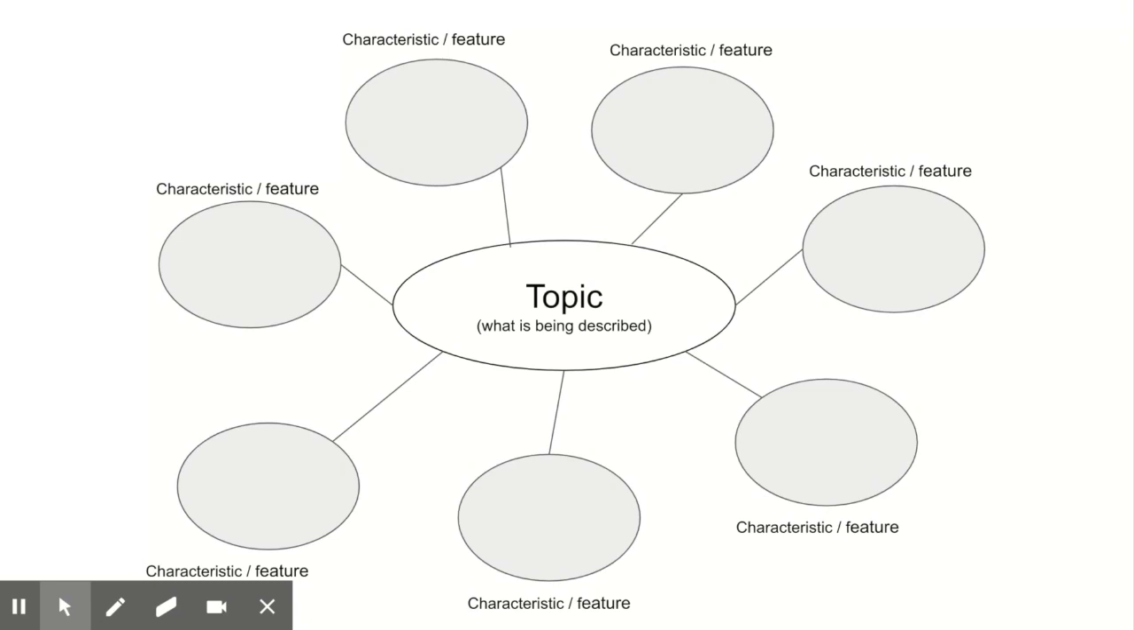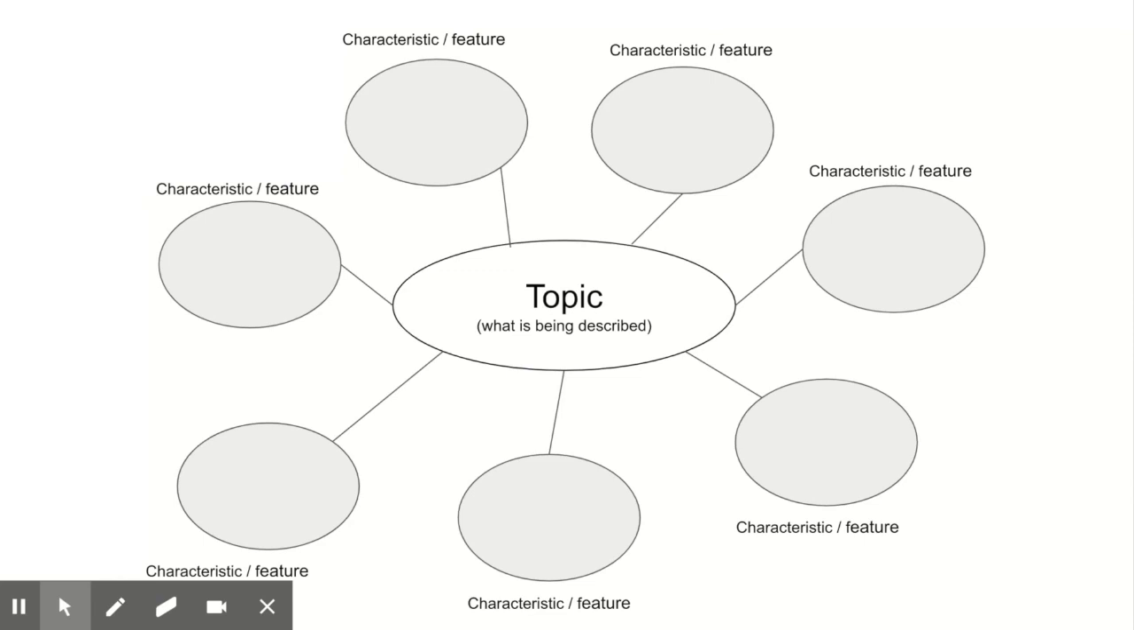Now that you have drawn the web in your reading journal, you will notice that there is one circle in the center of your organizer. You will also notice that this circle has legs leading to multiple surrounding circles. In the center circle, we will write in what the text is describing. So what our topic of the text is. In the surrounding circles, we will write in important information or details about the main topic that we want to remember.